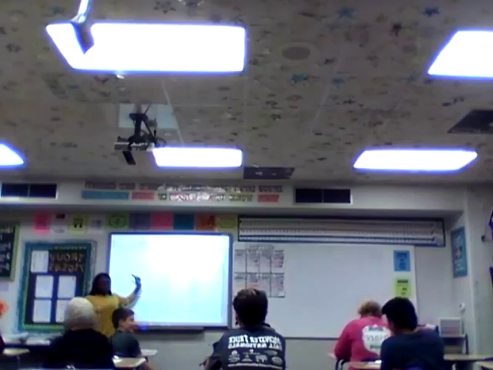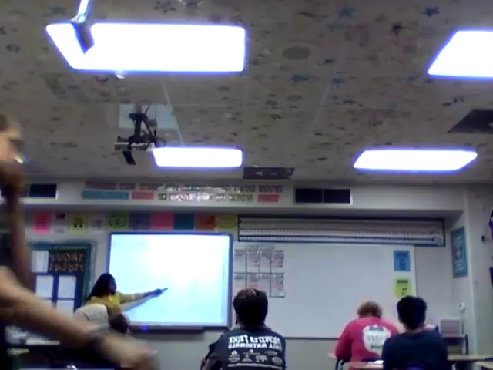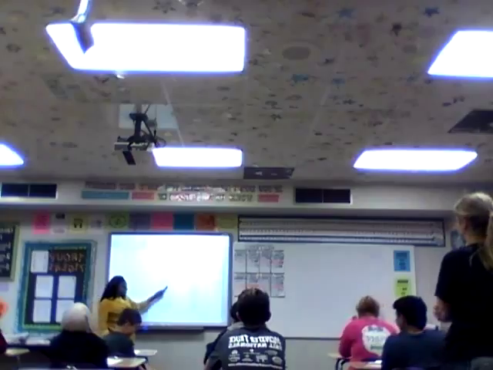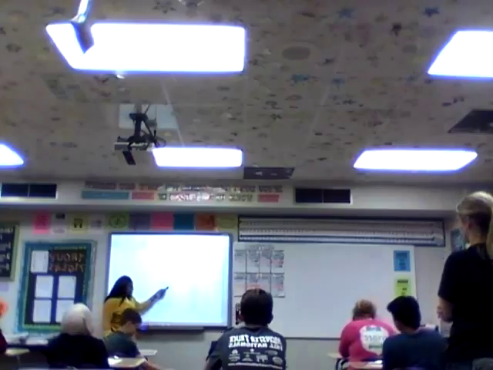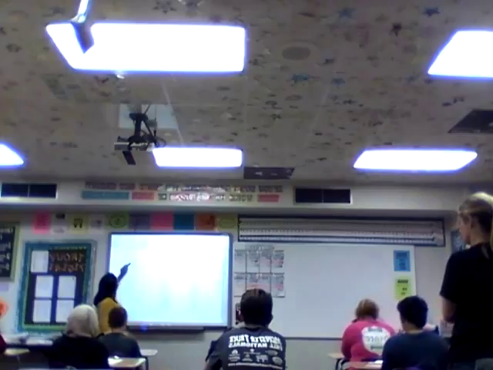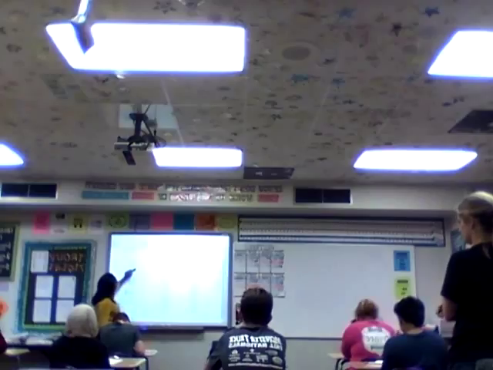Everybody's attention. We're going to go over these. The 3 outside of the parentheses means multiply 3 times everything inside. What's everything inside? x squared plus 3x and negative 4. So multiply all those by 3. What's 3 times x squared?